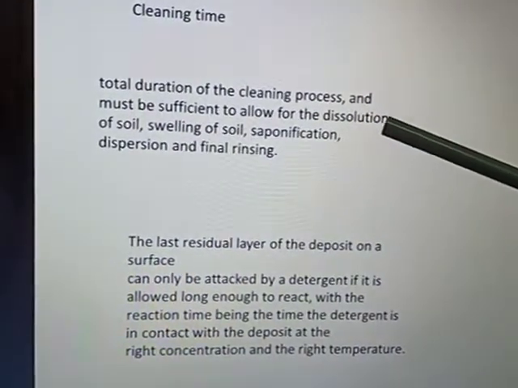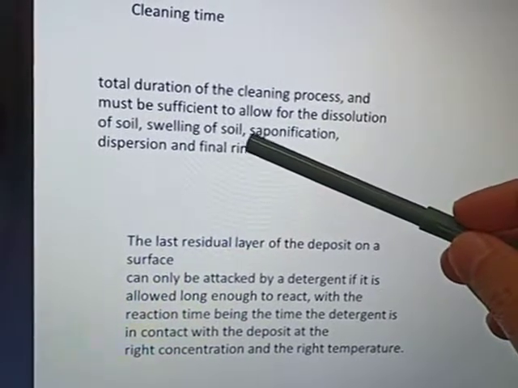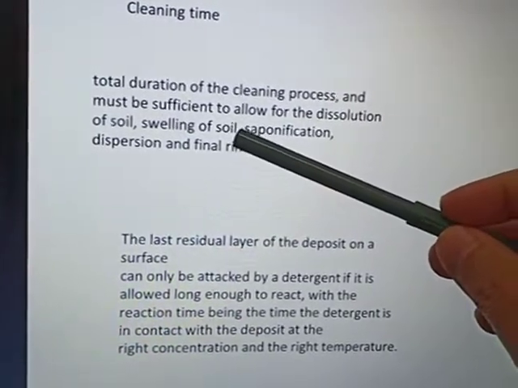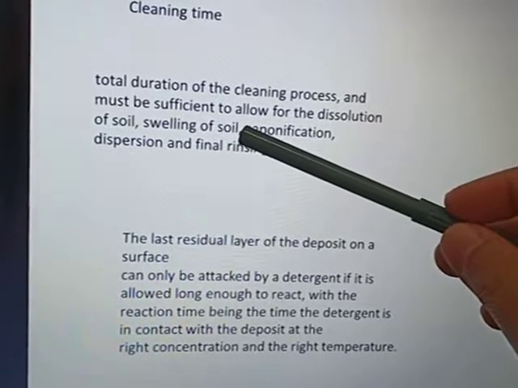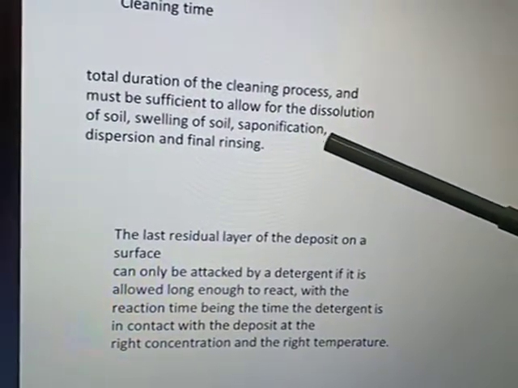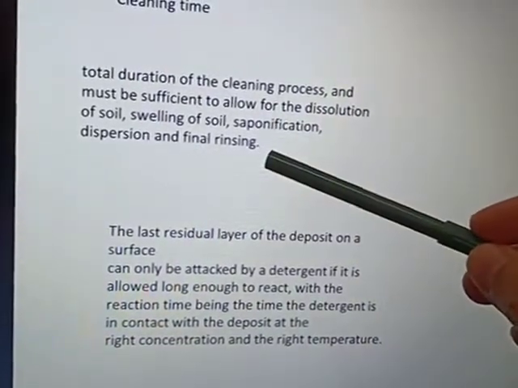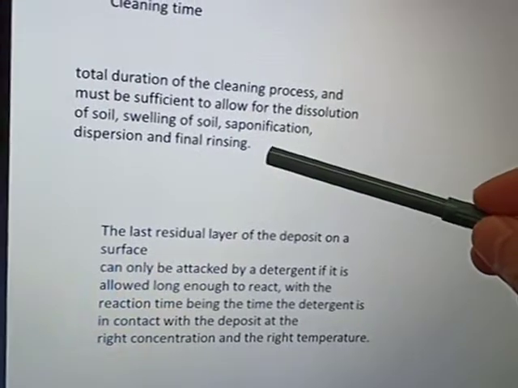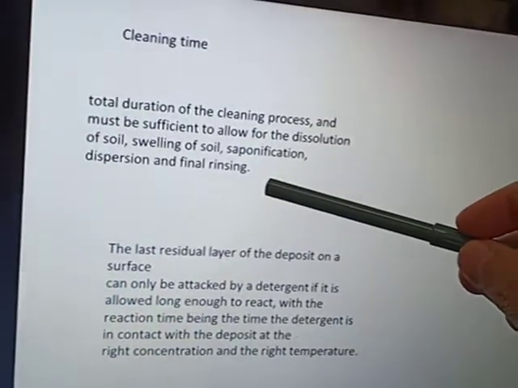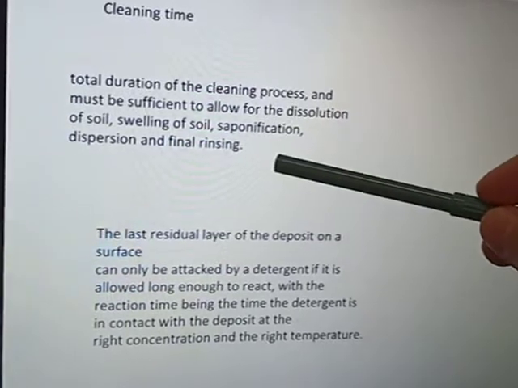Dissolution: soil is being dissolved. Swelling of soil: soil is being enlarged, swelling this if it's in solid condition. Saponification: being extracted into the solution. Dispersion: dispersed into the solution. And then there will be final rinsing to cleanse off the detergent from the surface of equipment.